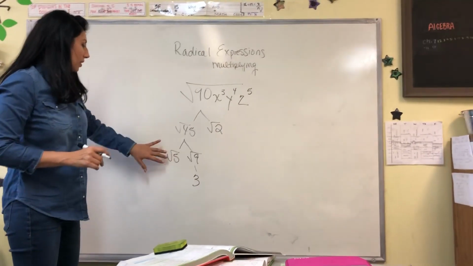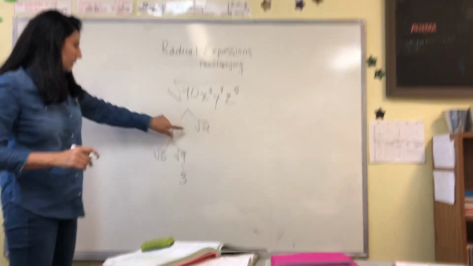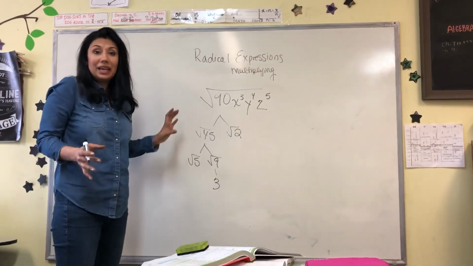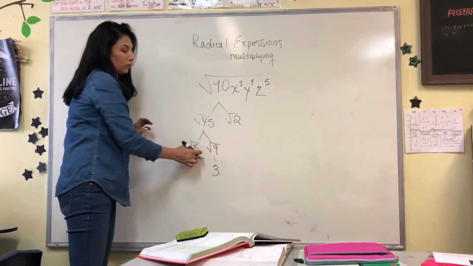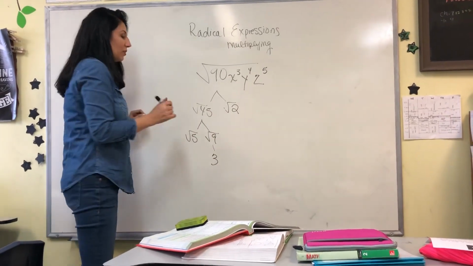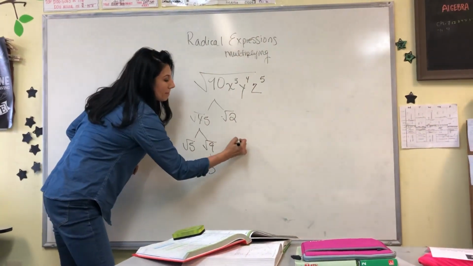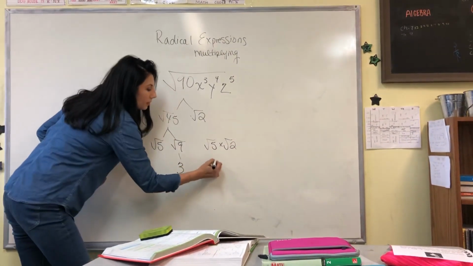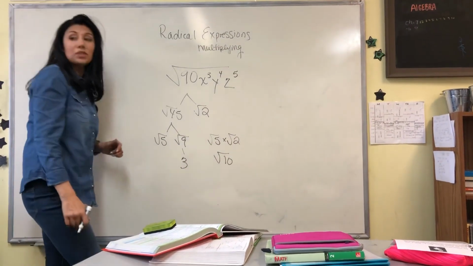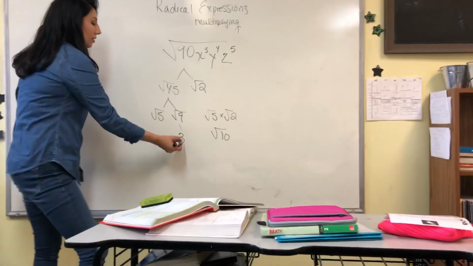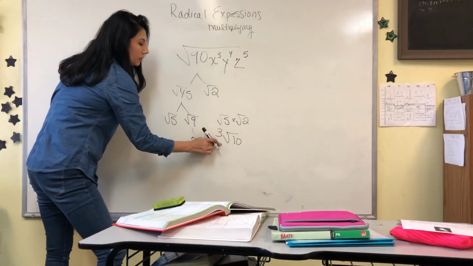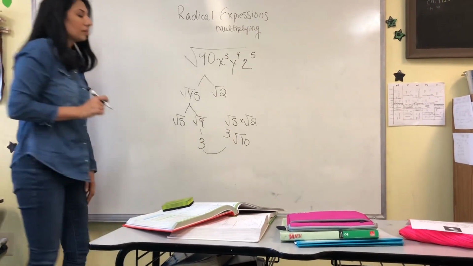Let's write this out. So I actually still have this. I have these two that I'm not breaking down any further. I can't, but what am I gonna do with these two? What can I do with them? I'm just gonna multiply them. And this goes out front. Okay?